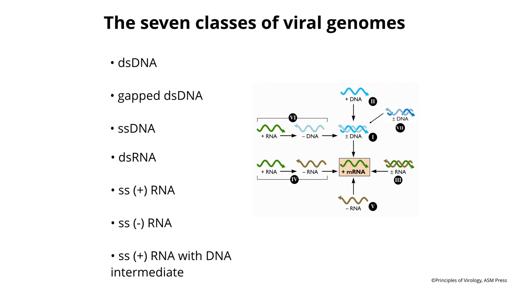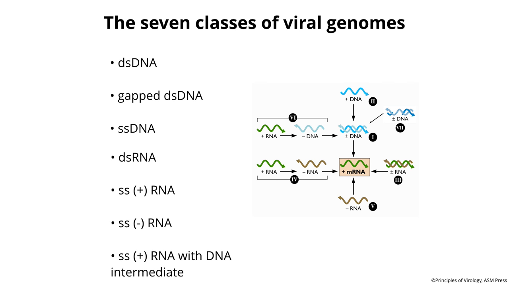And then there's a subset of the plus single-stranded RNAs that are classified separately because these viruses go through a DNA intermediate. The ones that are simply single-stranded plus RNA don't go through a DNA intermediate. There's a separate class of viruses, the retroviruses, which we'll talk about a lot, that have a DNA intermediate. So that's why we keep them separate, because they do go through DNA. So that's your seven classes, and this is the basis for a lot of what we'll be talking about.